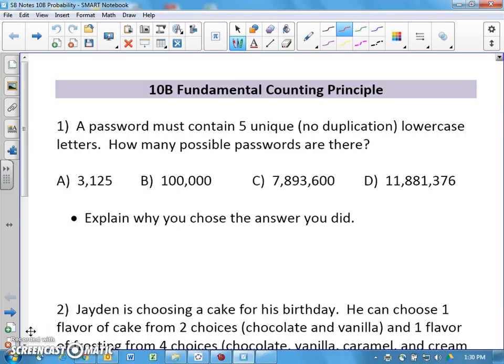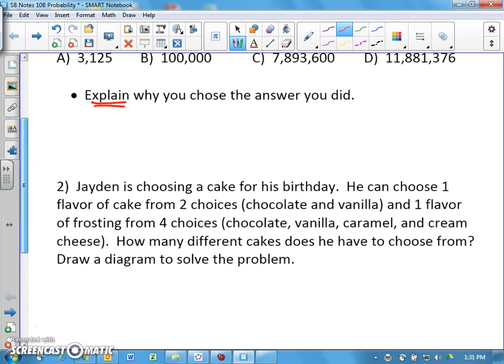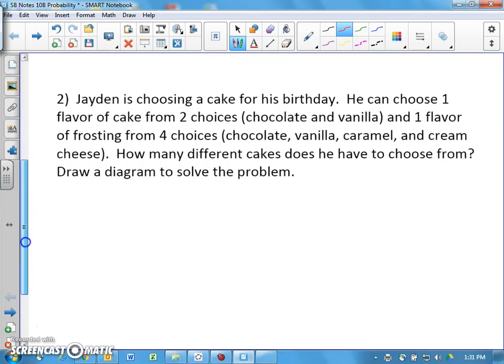I want you to stop the video, take a minute, think about this, choose one of these 4 options, and then go through and explain why you chose the answer that you did. Without that explanation, you won't get full credit for your notes. Okay, so hopefully you have a good answer to that. Now let's look at the second question.